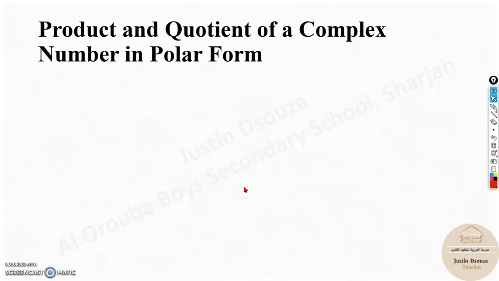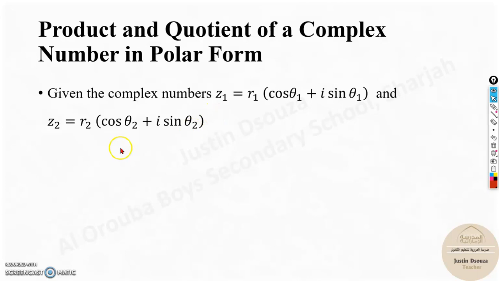Now we will learn how to find the product and quotient of complex numbers in polar form. Let's see two given equations. They are in polar form. These are two complex numbers, z1 and z2. In the first case, z1 has radius r1 times cos theta 1 plus i sine theta 1. In the second case, the subscripts are all 2 because it's z2.